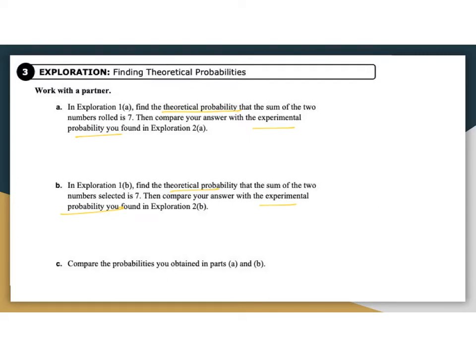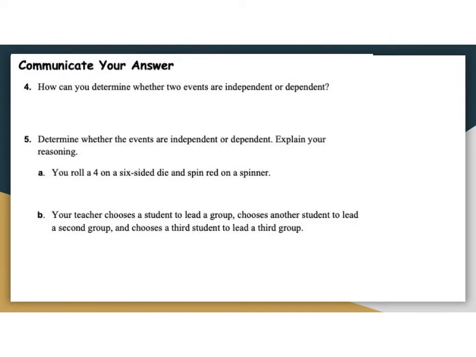How can you determine whether two events are independent or dependent? That has to do with whether one event has an effect on the other or not.